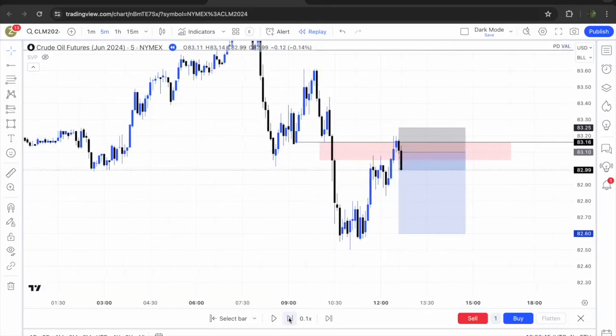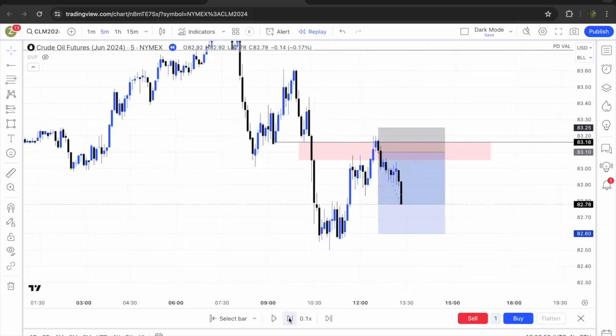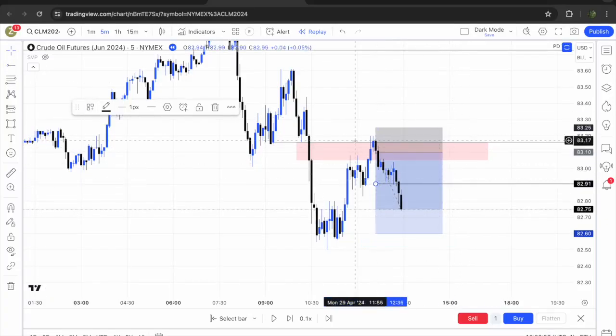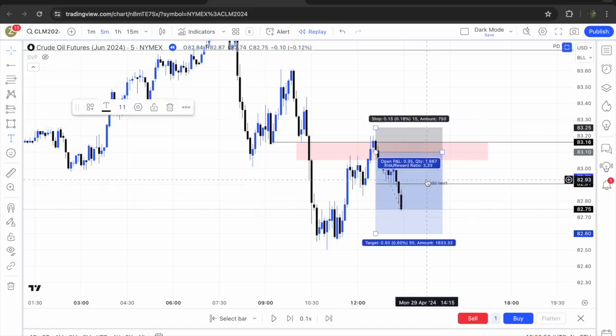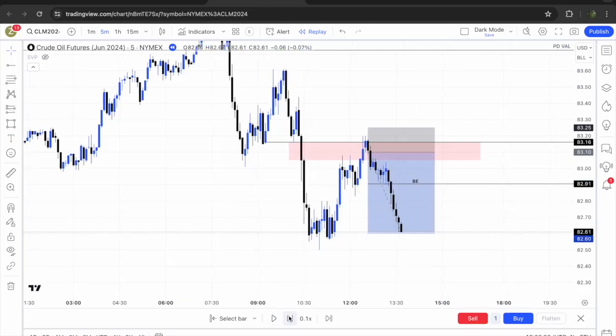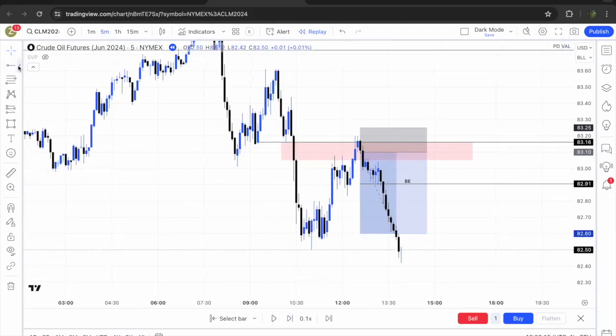So let's see, we got a nice rejection immediately down. Right about here, I went break even. So once the trade went about 1.5R in my favor, I went break even right here. And I just let the trade play out, and it was very clean delivery straight to my target. And we continued lower too. We ended up taking out these lows. And that was about the end of the day.